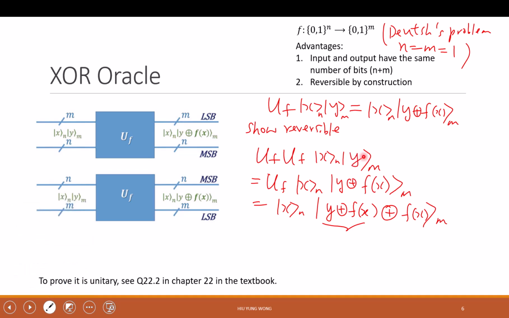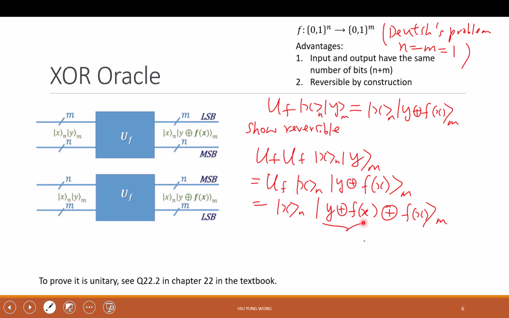This is the function of the exclusive or quantum oracle. You keep x and then y becomes y exclusive or f of x. Now I apply it one more time, because I have two UF. When I apply the second one, again, this is x, this is y. You keep x, and then this whole y will be exclusive or with f of x one more time. Make sense?